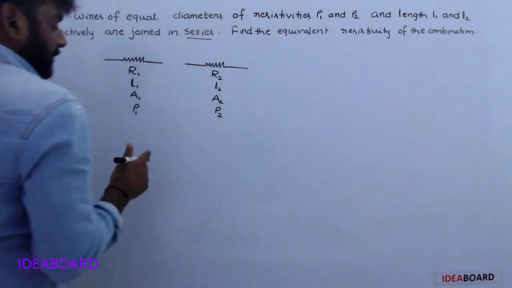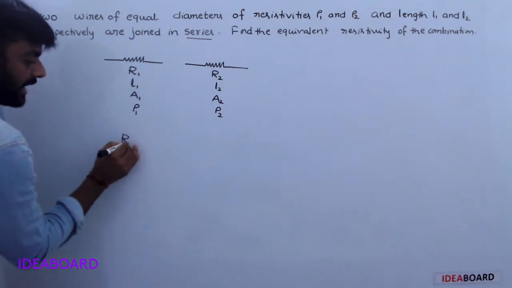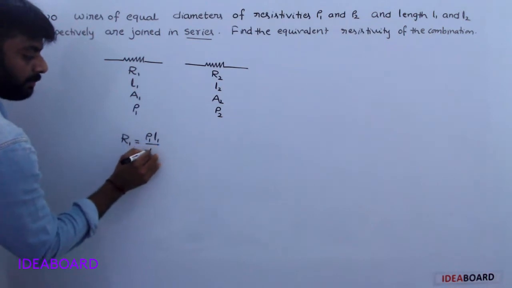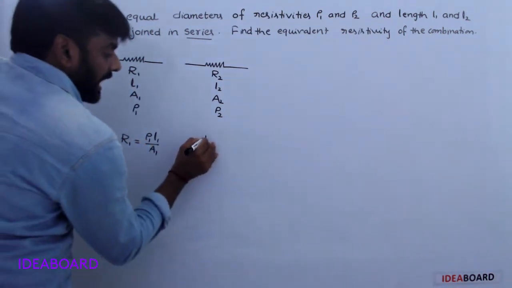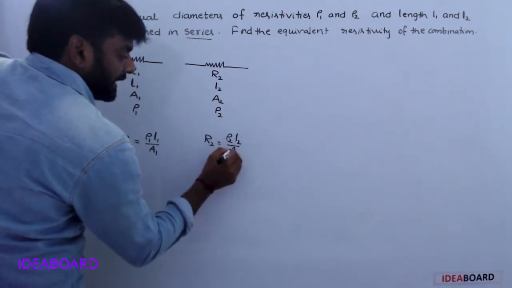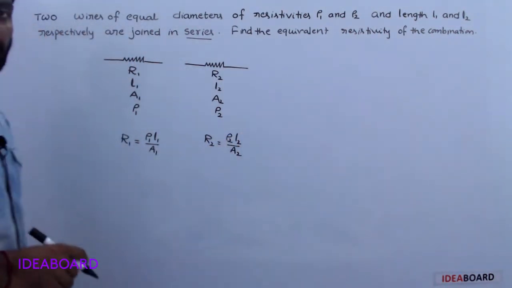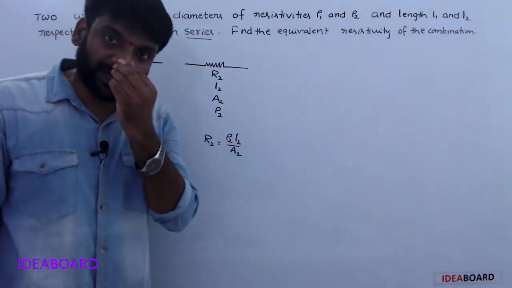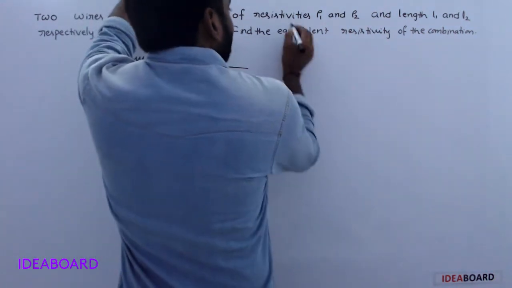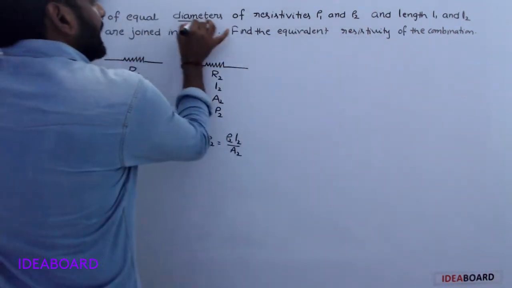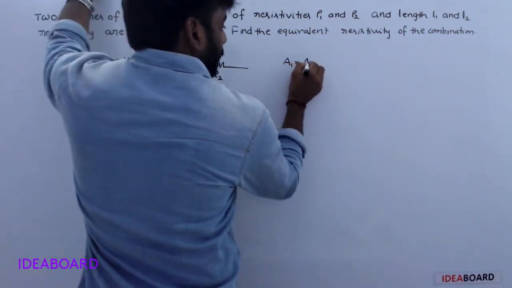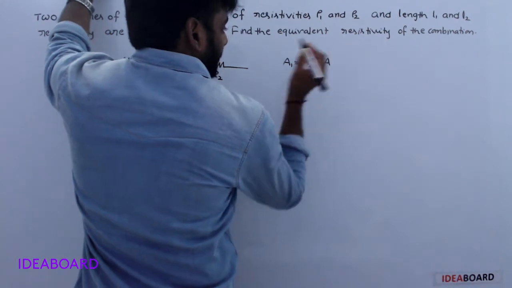First of all, you know R1 is equal to rho 1 L1 by A1, and R2 is equal to rho 2 L2 by A2. Understood? You know this resistance formula, R equals rho L by area. But here the diameters are the same, which means the areas are equal: A1 is equal to A2 is equal to A.